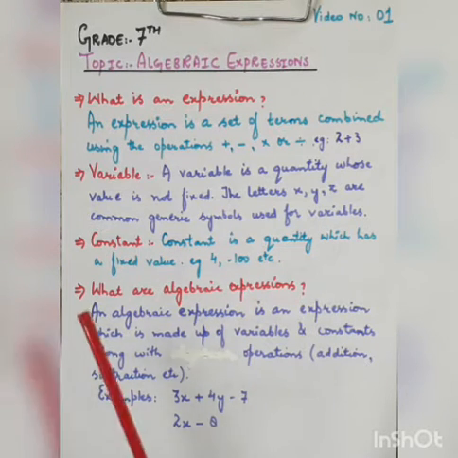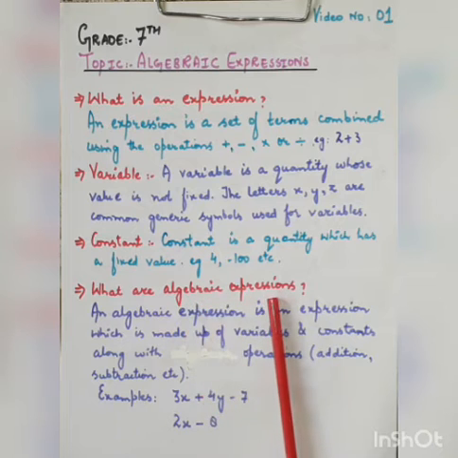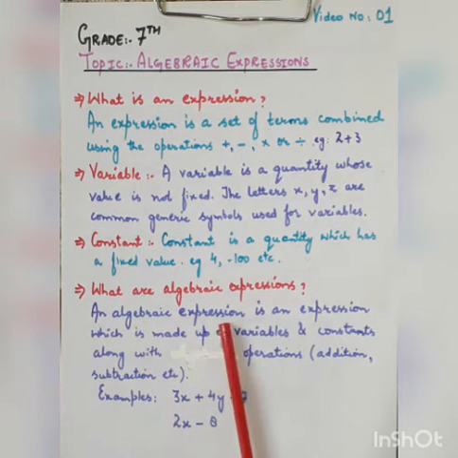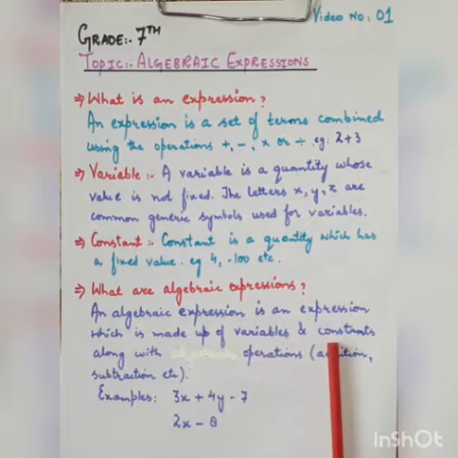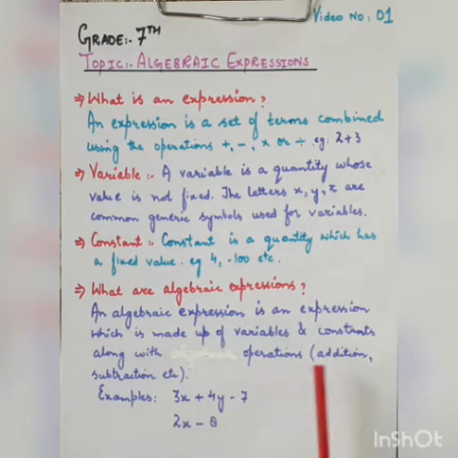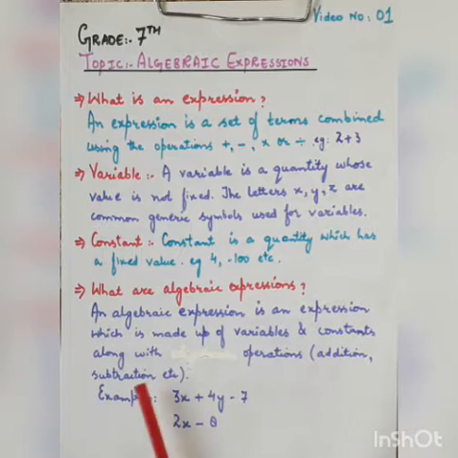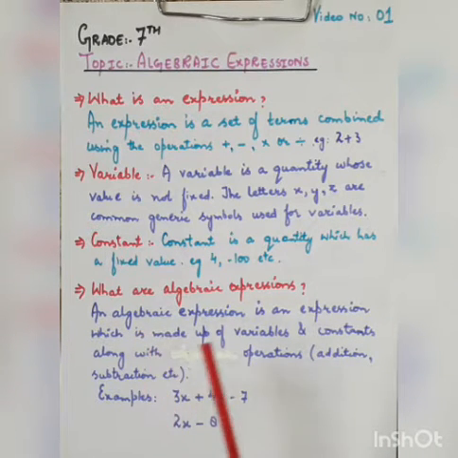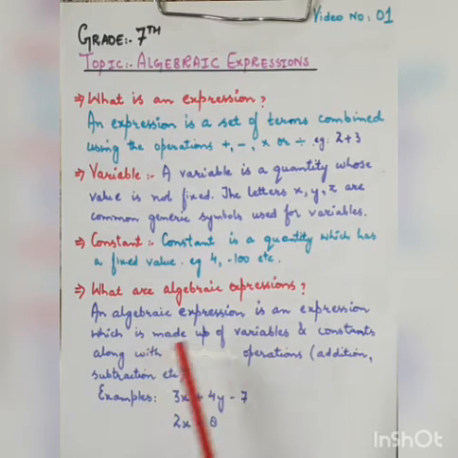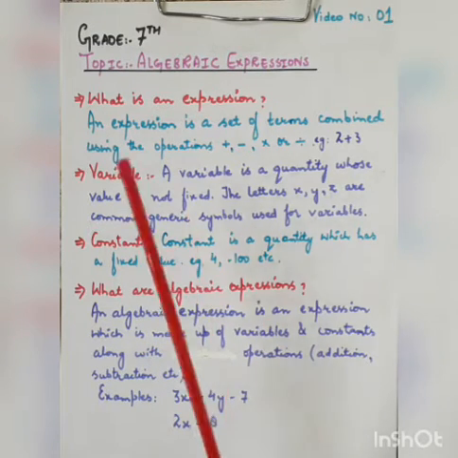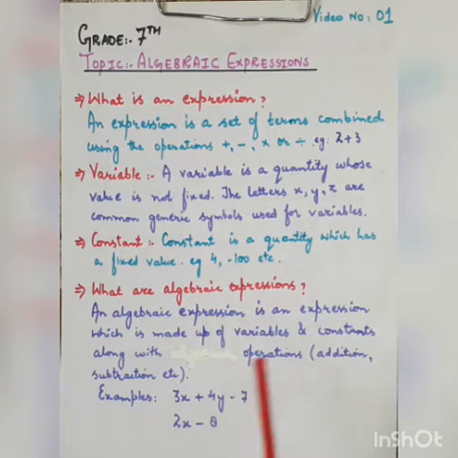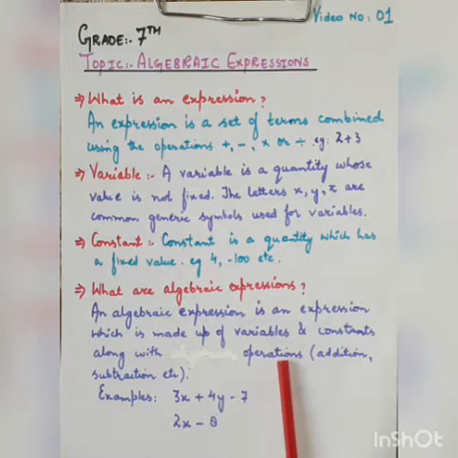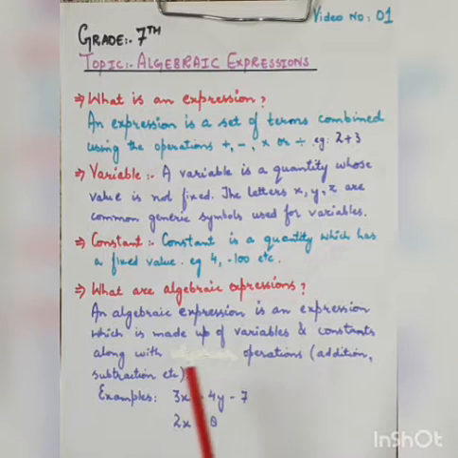Then next is, what are algebraic expressions? Now, an algebraic expression is an expression which is made up of variables and constants along with operations like addition, subtraction, etc. So, algebraic expression जो है ये वो expressions होते हैं जिनमें variables का use होगा, constants का use होगा और साथ में कुछ operations, कुछ arithmetic operations होंगे like addition, subtraction, etc.